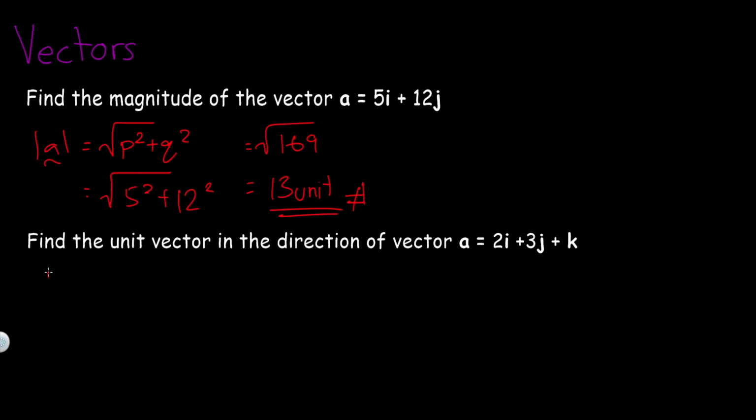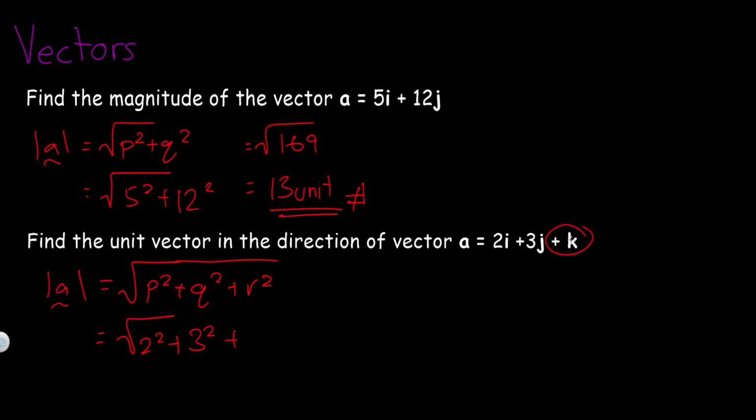So the magnitude of A, the modulus of A, is equal to the square root of P squared plus Q squared plus R squared, because this is a 3D vector. So we get the square root of P squared, that is 2 squared, plus Q squared, so Q is 3, plus R squared, and our R is k, and k is also known as 1k. So our R is 1 and R squared is 1 squared. So we get the square root of 14, and we have already found our modulus.